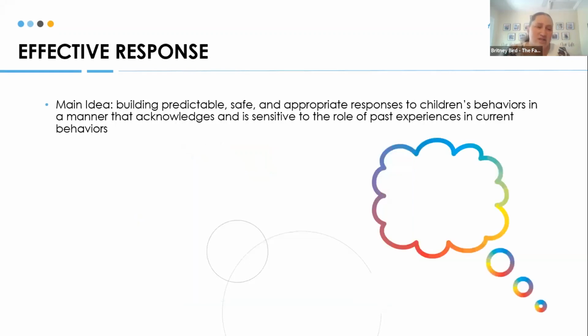Okay, our last section, or our last building block in attachment is effective response. Basically, effective response is taking that attunement piece and building on it. It's saying, okay, I understand that behavior is a message. Now I need to respond effectively. And so we do that by building predictable, safe, and appropriate responses to children's behaviors in a manner that acknowledges and is sensitive to the role of past experiences and current behaviors.